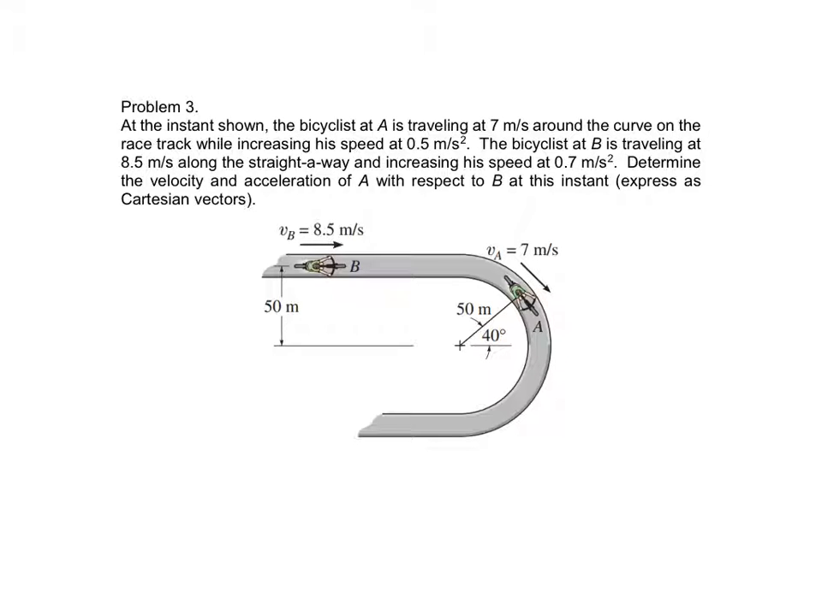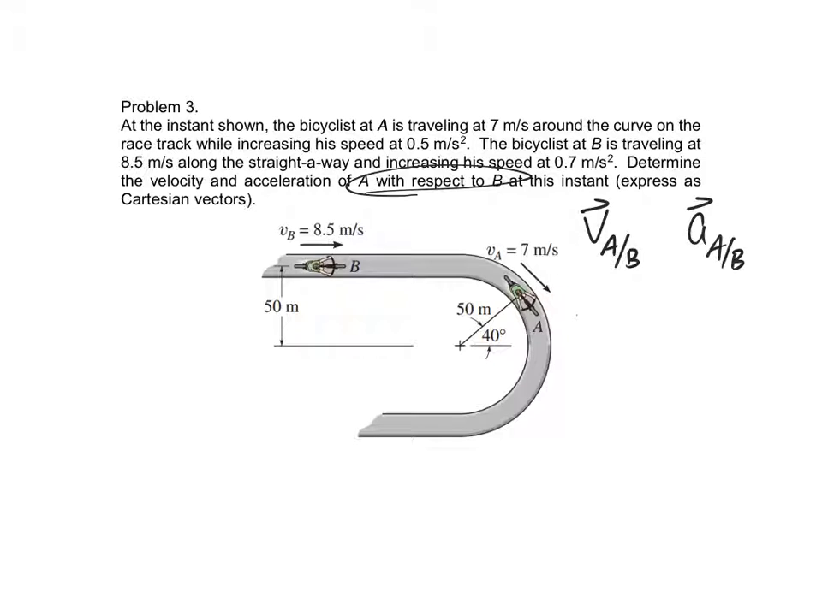Express as Cartesian vectors. So I'm doing A with respect to B. Right, this is a relative motion problem. Velocity of A with respect to B, and acceleration of A with respect to B. So it's a relative problem, and I'm going to need to do A slash B.